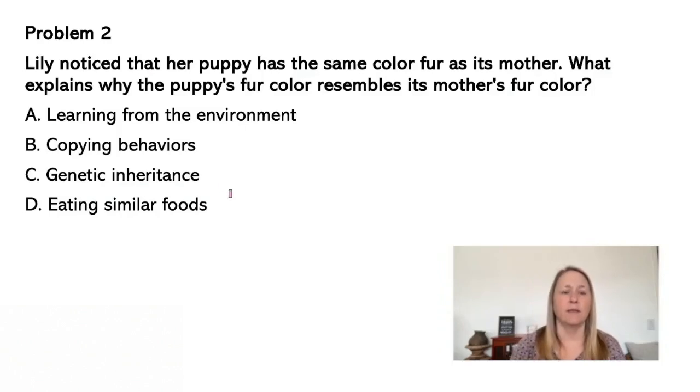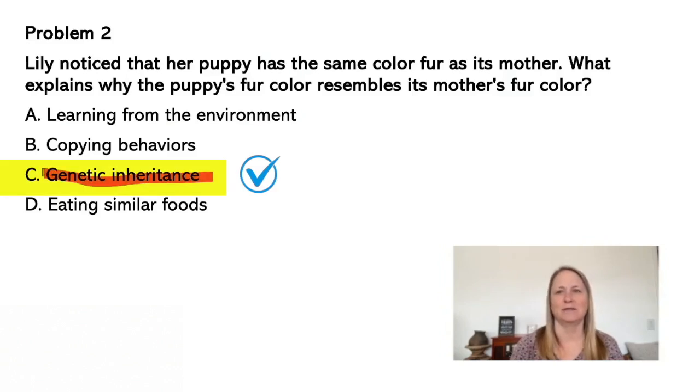The reason the puppy's fur color resembles its mother's color is due to genetic inheritance. Traits such as fur color are passed on from parents to their offspring through genes. This process of heredity allows the puppy to inherit physical characteristics from both its mother and father, including fur color.